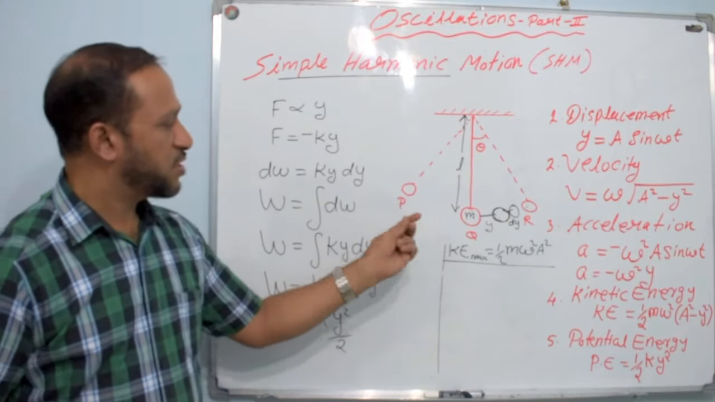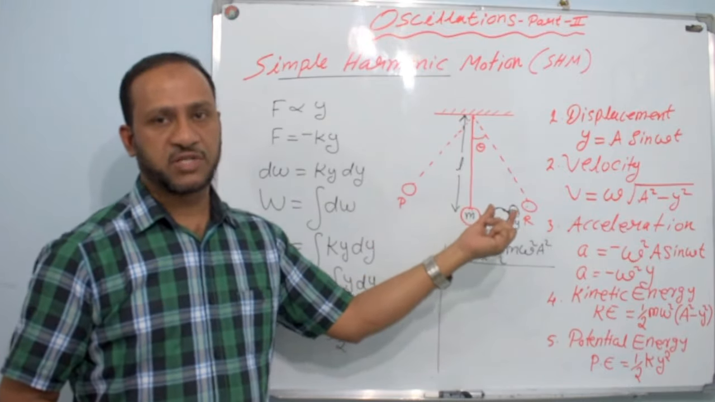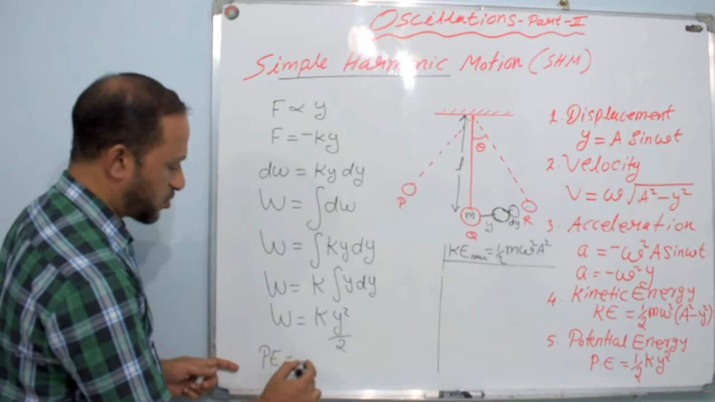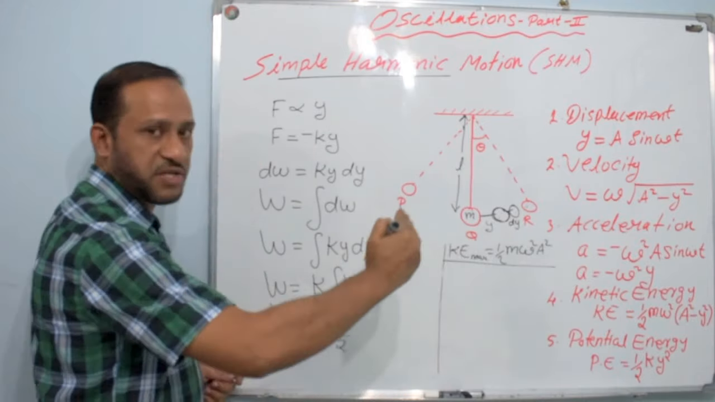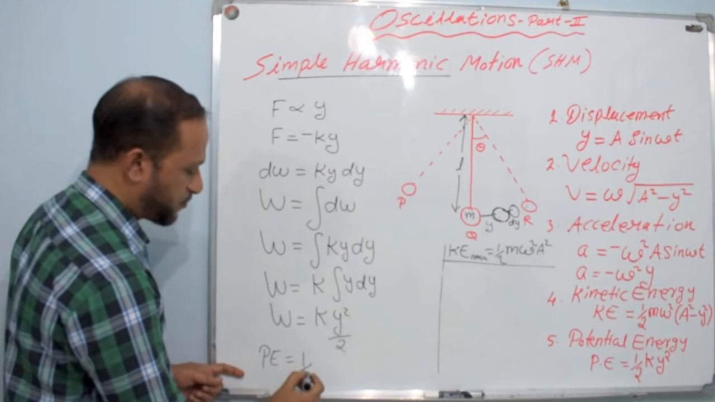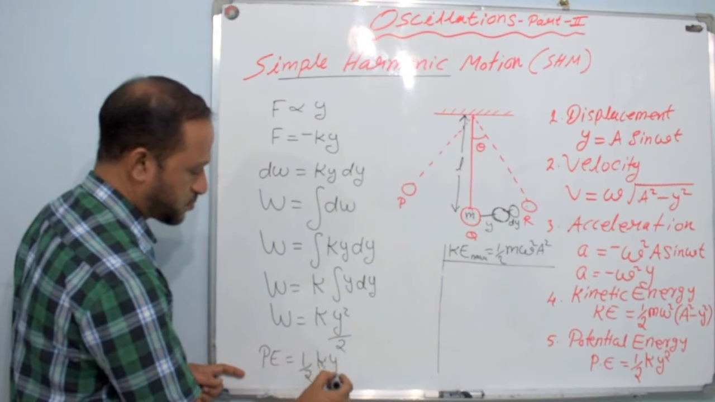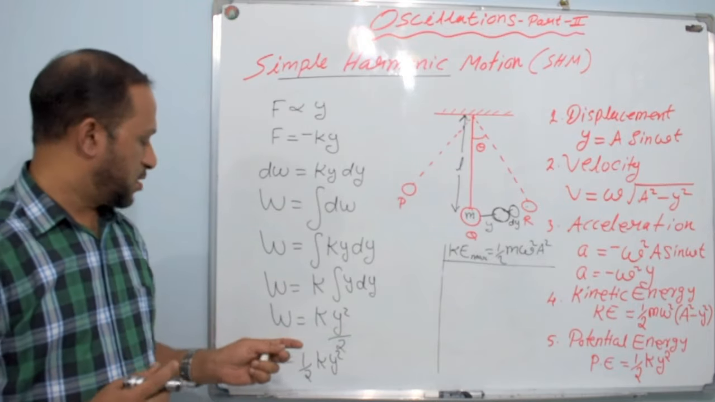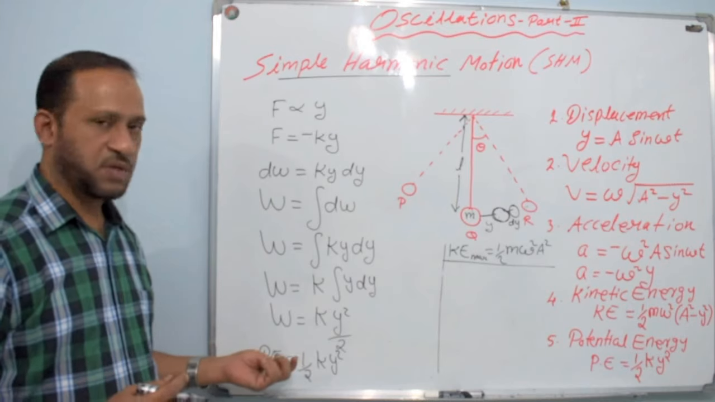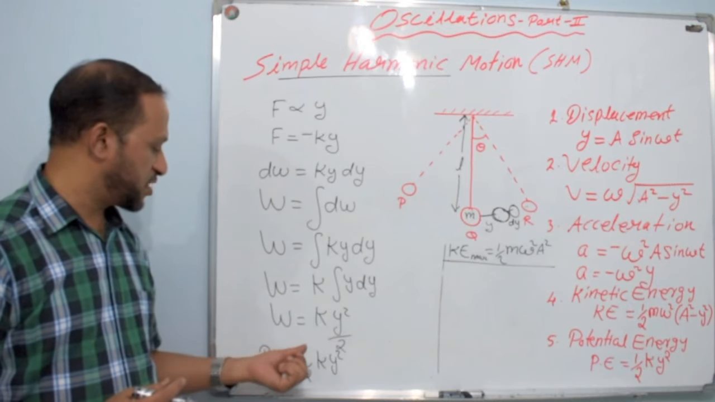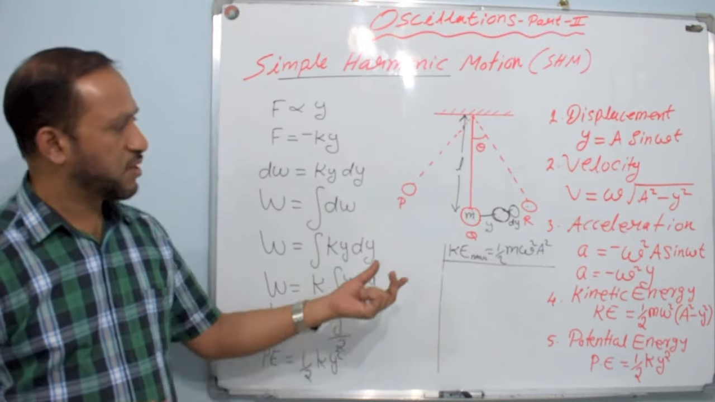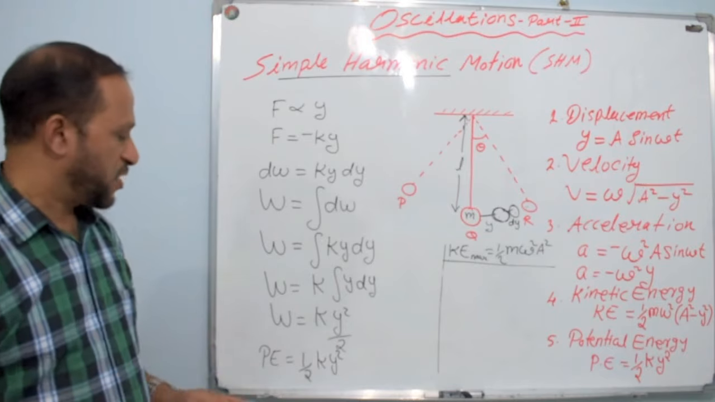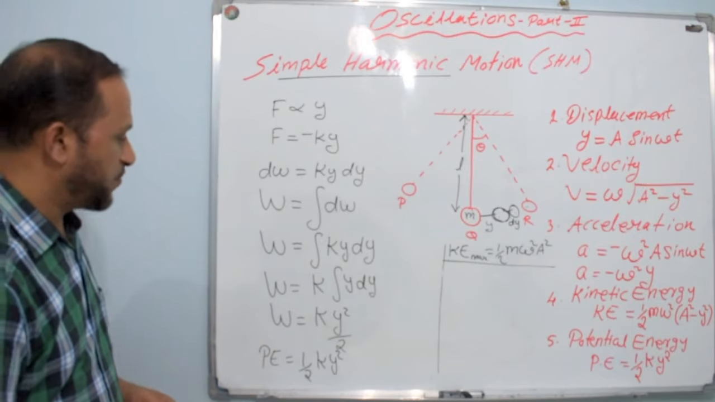This work done will be stored in the bob as its potential energy. So potential energy of the oscillator PE is equal to the work done in displacing against the restoring force, that is half ky square. Half ky square is the equation for the potential energy of the simple harmonic oscillator. At any instant of time, the value can change. We can modify this equation in a small way.